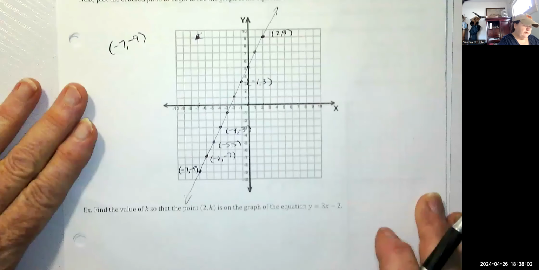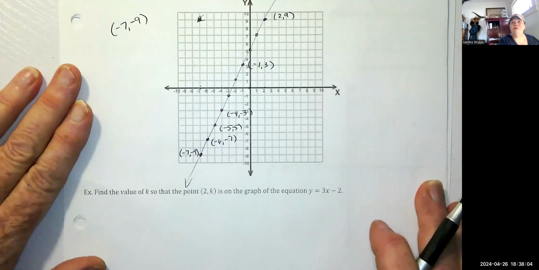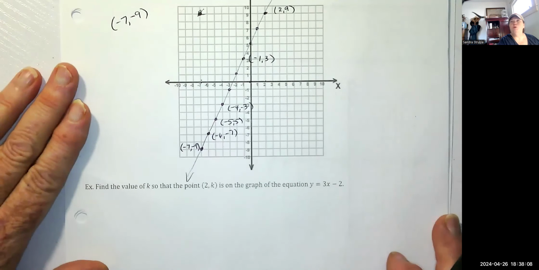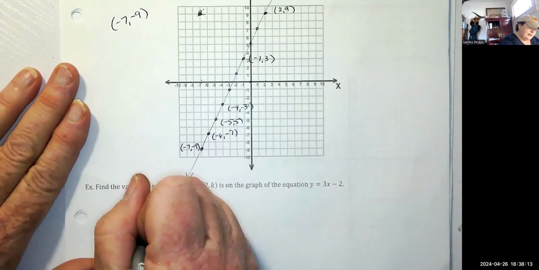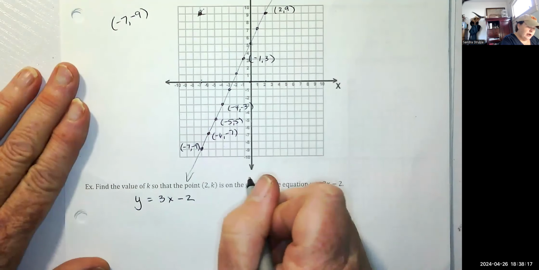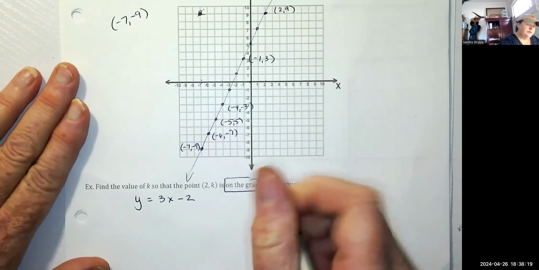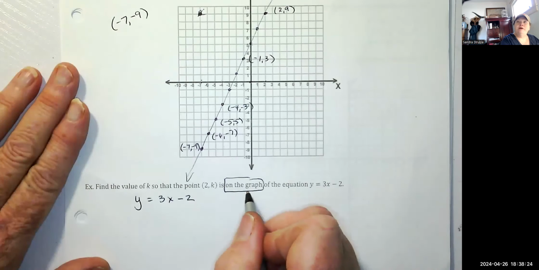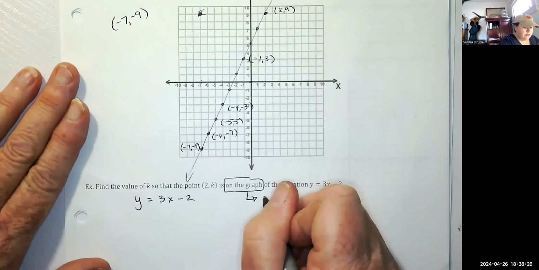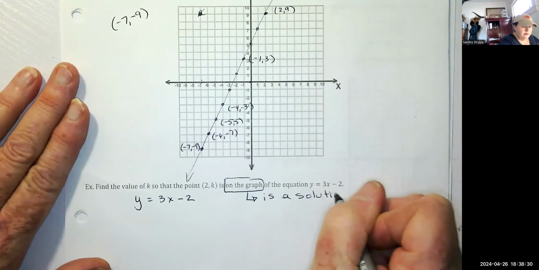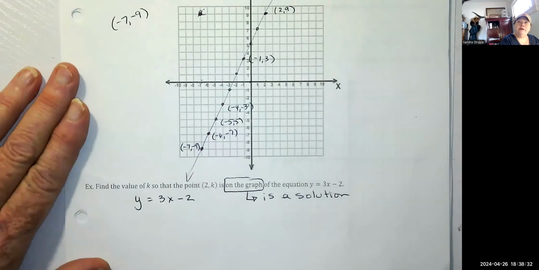Okay. So find the value of k so that the point (2, k) is on the graph of the equation y equals 3x minus 2. So y equals 3x minus 2. On the graph, if it is on this line, which is what they're calling the graph, then that means it is a solution. It has to be on the line that we just plotted.